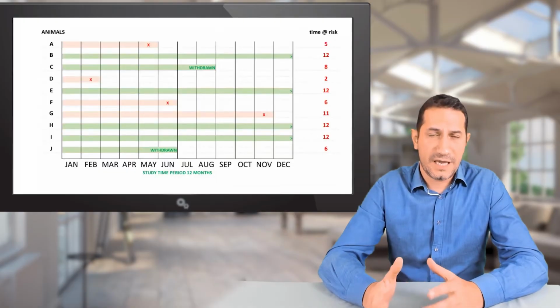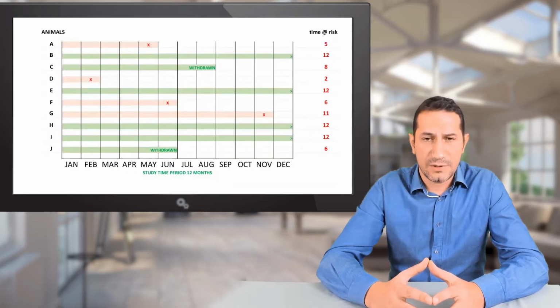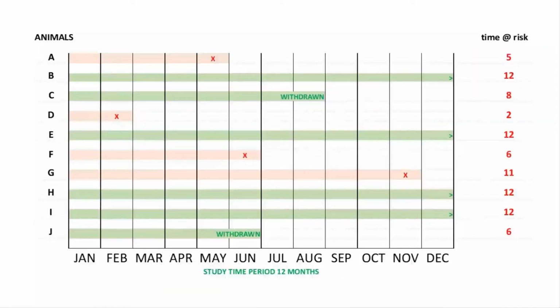And let's see a bit of the cases here. We construct a table with the number of months, and let's say animal A had the disease at the 5th month, in May, and then animal B survived all along the study. Animal C was removed from the study. Animal D had the disease in February, the 2nd month. Animal E lived all throughout the study, and we don't know if the event has occurred beyond the year because that's our time scale.